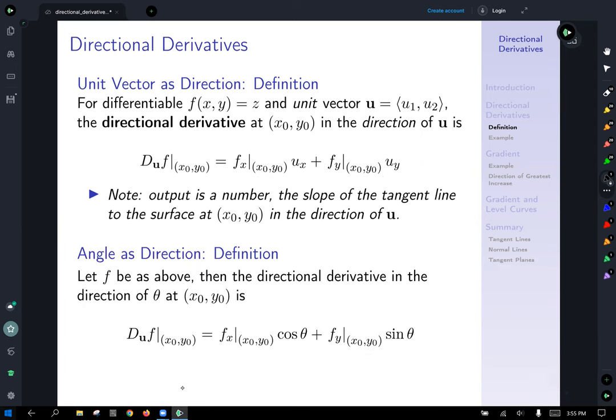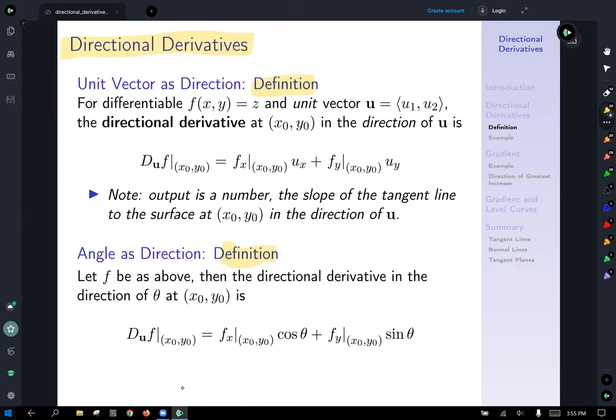Now, the second definition is the angle as a direction. The definitions I'm referring to, the angle as a direction and the unit vector as a direction, are different definitions that really mean the same thing, as we'll see shortly, of the directional derivative.